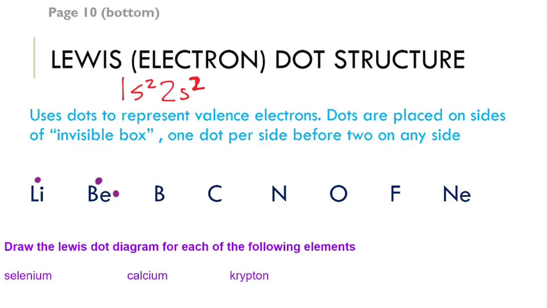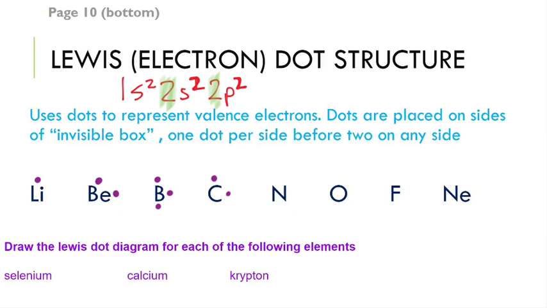Boron is right after beryllium. It goes all the way to 2p1. Don't let that make you think that you have 1 valence electron, because both of these terms are still in the second energy level. So we have 2 plus 1 is 3 total valence electrons. So boron gets 3 dots. Carbon is right after it, 1s2, 2s2, 2p2, which means it has 2 plus 2, 4 valence electrons.